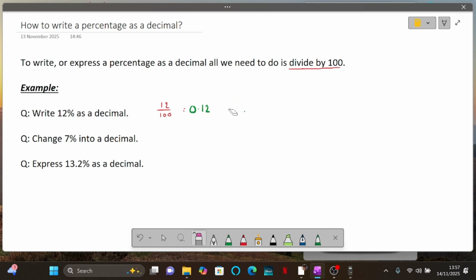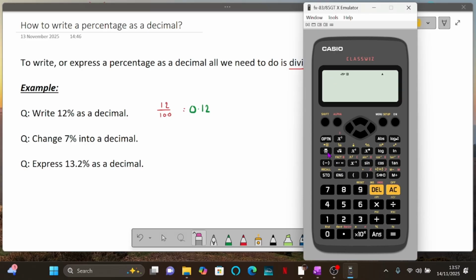Again, you can put this straight into your calculator, like so. 12 over 100 equals, and of course it will simplify it, so you just press the S-D button, it'll turn it into a decimal. Of course, if you want to go back the other way, press the S-D button again, it'll convert it backwards and forwards. But 0.12 is the answer that we are looking for here.